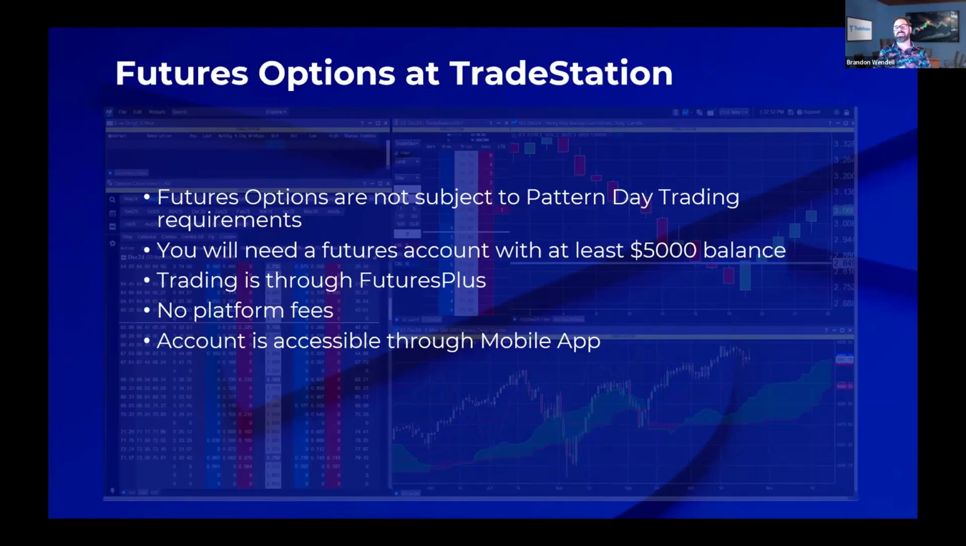You can analyze options on futures through TradeStation or through FuturesPlus, but you can only trade it through FuturesPlus. There is a mobile app for FuturesPlus as well. So you can always monitor your positions on the go, or if you just have your computer and you don't want to run both at the same time, you could do analysis on TradeStation and then send in the order on the mobile app if you need to for FuturesPlus.